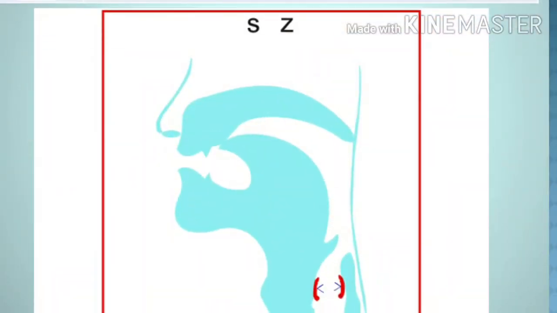So s is voiceless because considerable vibration is not noticed here. S is a voiceless alveolar fricative consonant sound, and in the case of z, the vibration in the vocal cords is quite considerable, so it is called a voiced sound. So z is a voiced alveolar fricative consonant sound. All these things I have clearly pointed out in the diagram provided on your screen.